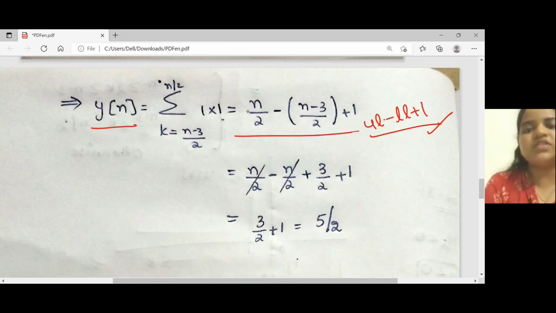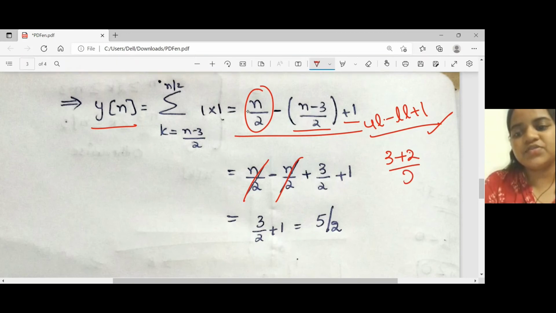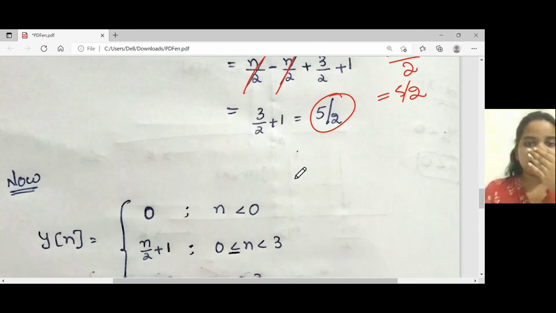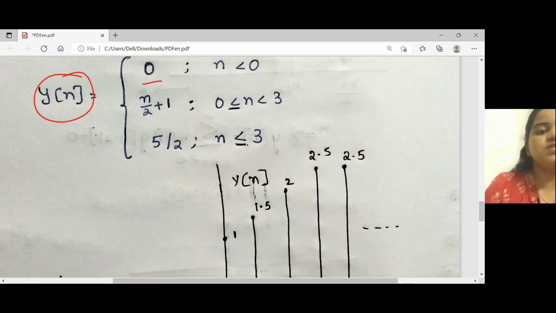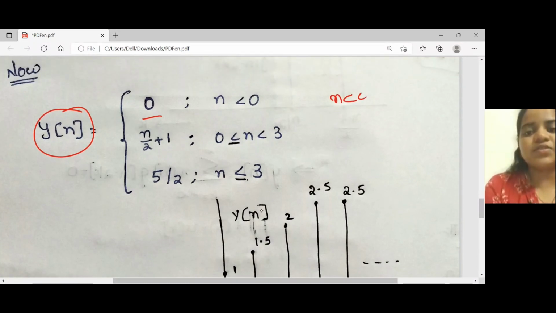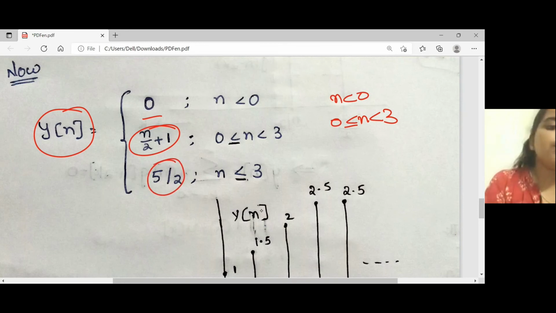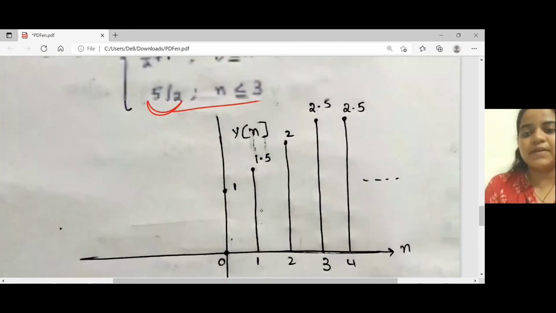This is the case we use here: upper limit minus lower limit plus 1. Later, we will get the result like this: 3 plus 2 by 2. So the answer is 5 by 2. So later, we will get the values of the y of n function. The y of n function is 0 when n is less than 0. The function is n by 2 plus 1 when 0 is less than or equal to n less than 3. And the value is 5 by 2 when n is greater than or equal to 3. So using these values, let's plot a graph.